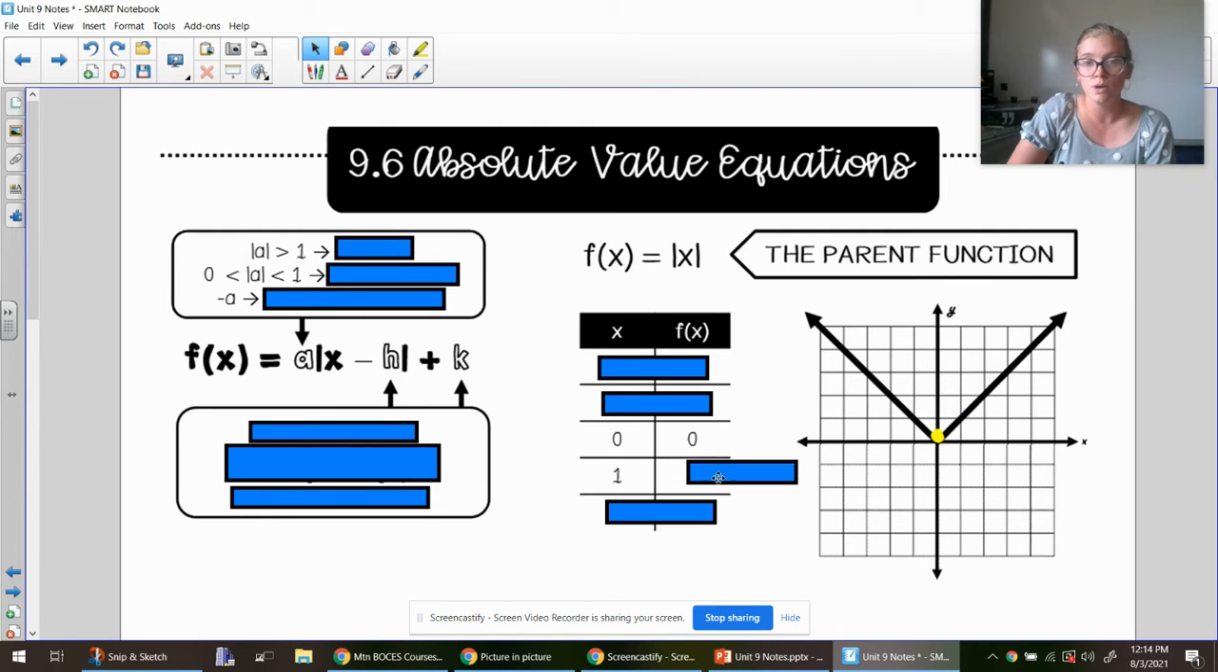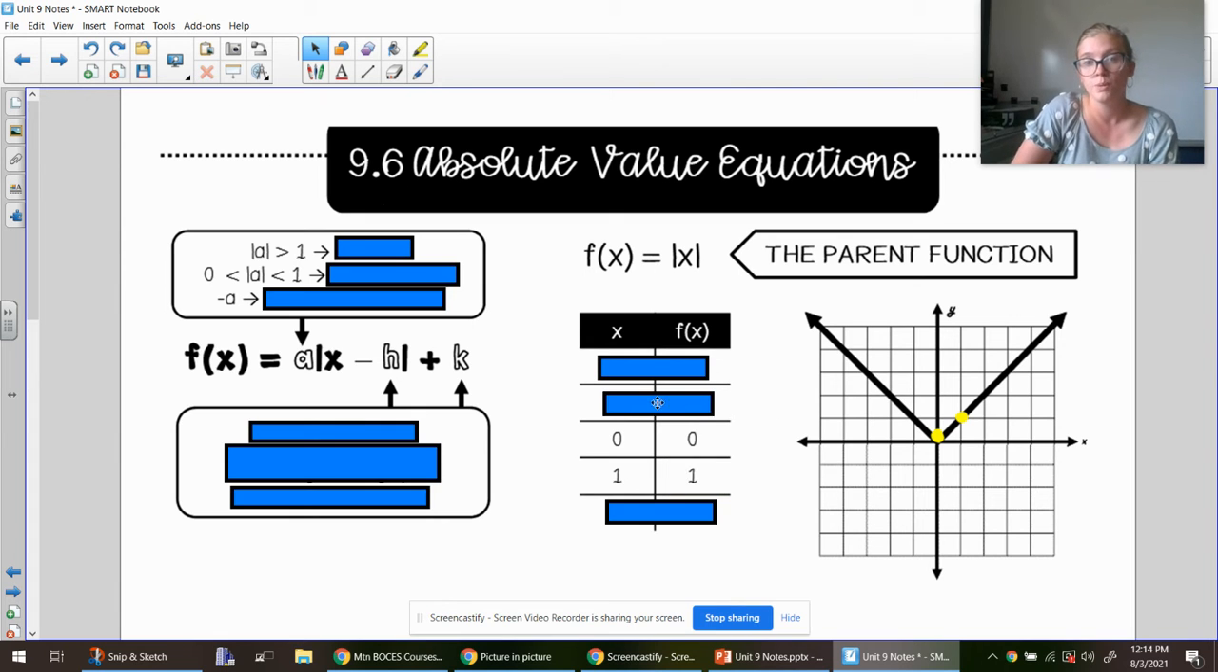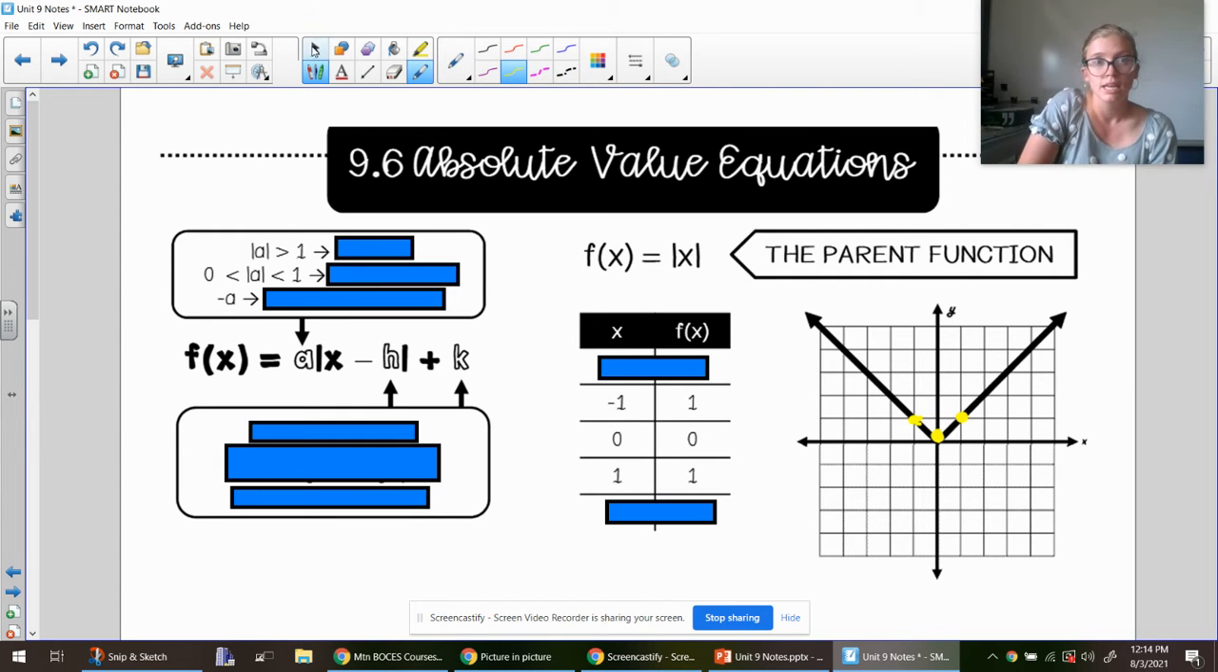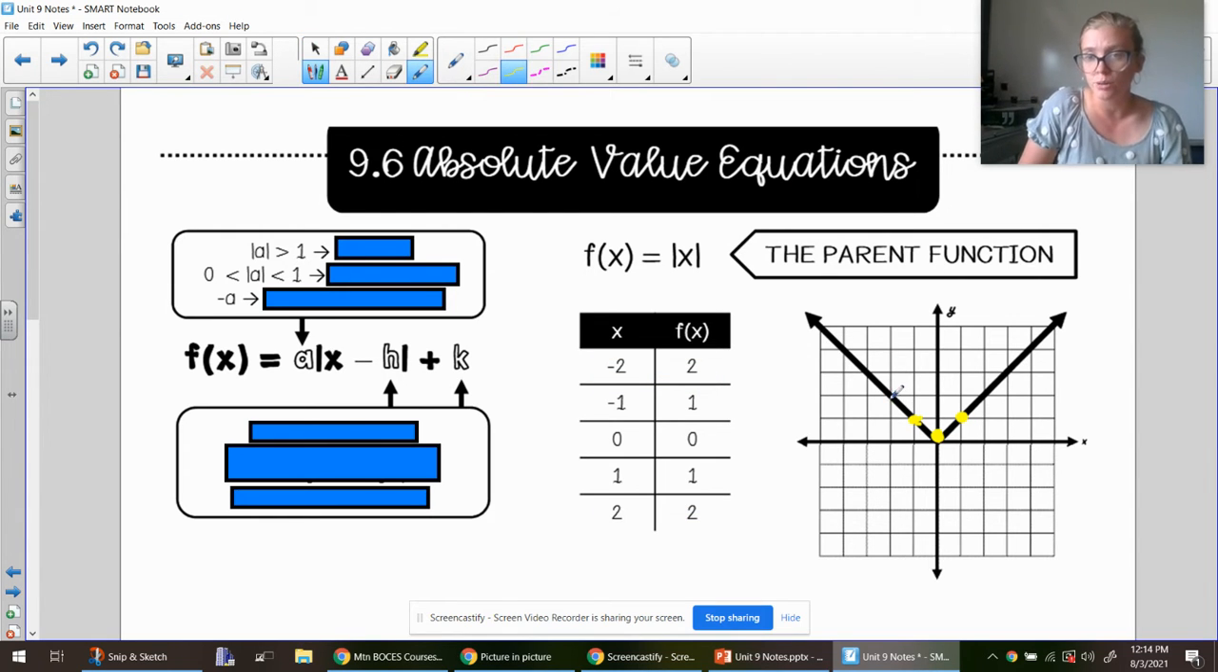When x is 1, the absolute value of 1 is 1. So that's this point on the graph. When x is negative 1, the absolute value of negative 1 is also positive 1. So that's this point on the graph. And when x is negative 2, the absolute value of negative 2 is 2, and the absolute value of positive 2 is 2. So you can see kind of how we get this V-shaped graph. As we make all of these numbers positive, it becomes the shape of a V.